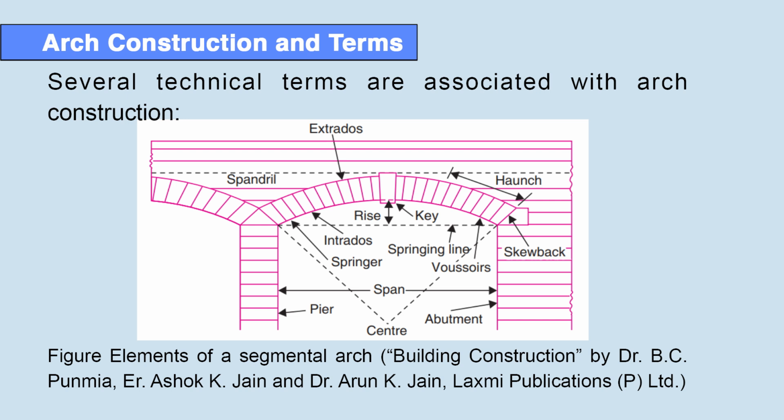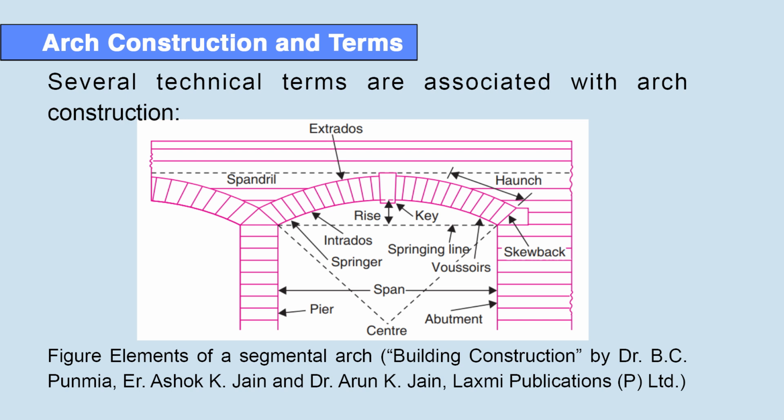Next one is rise. The clear vertical distance between the highest point on the intrados and the springing line is known as rise. Next one is depth or height. So, what is depth or height in an arch? The perpendicular distance between the intrados and extrados is known as depth or height.